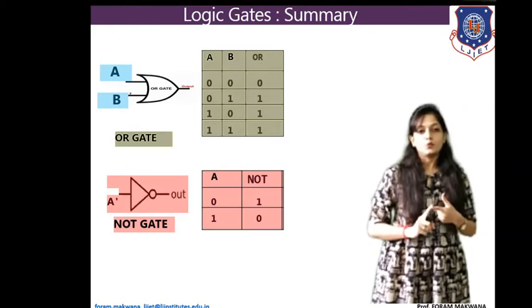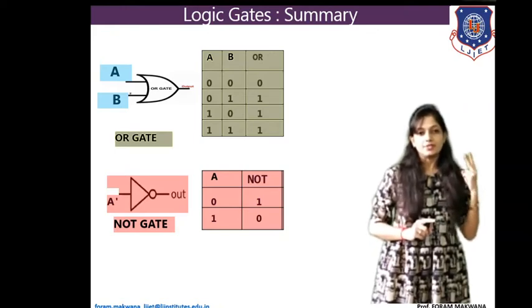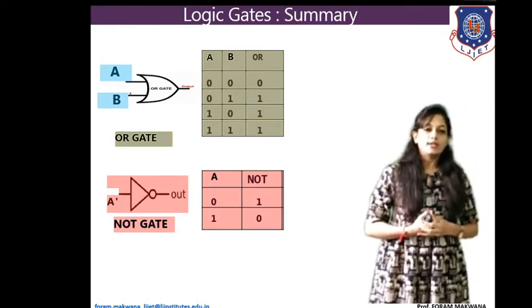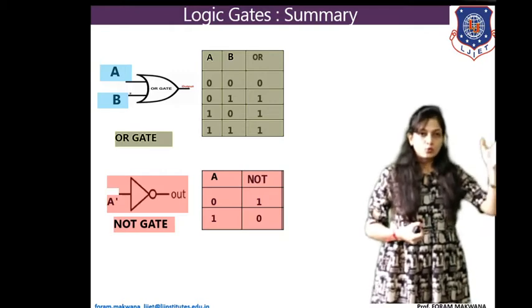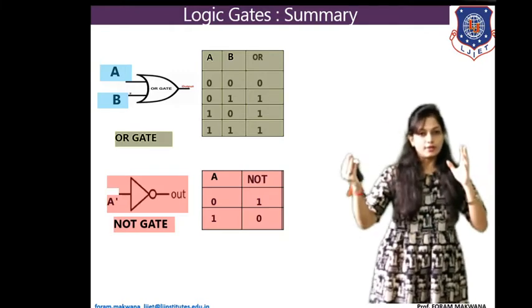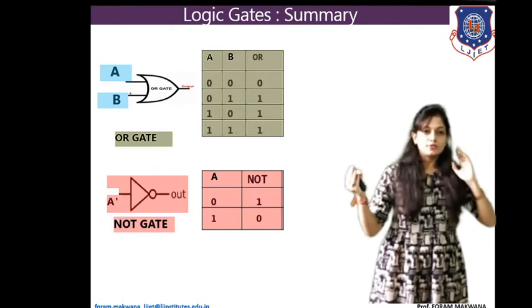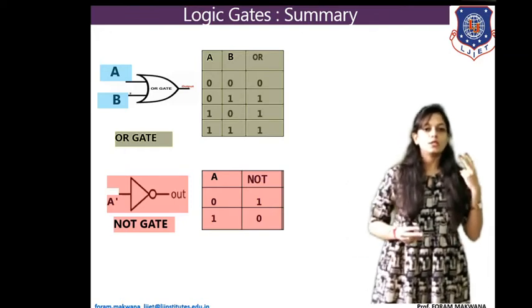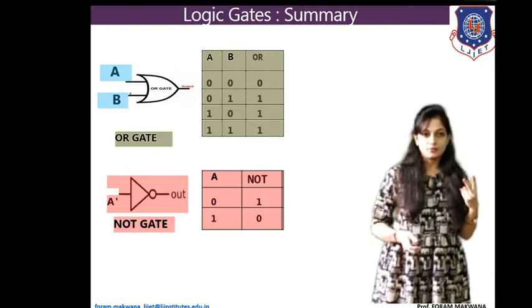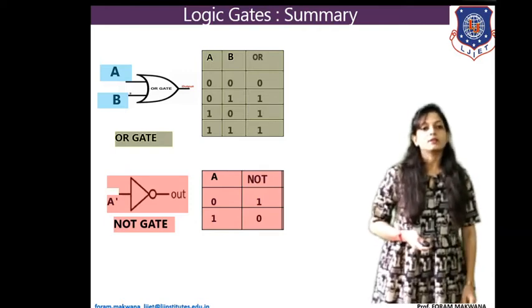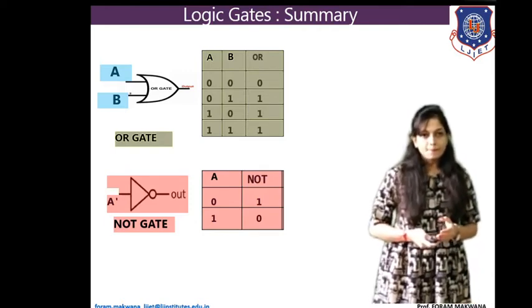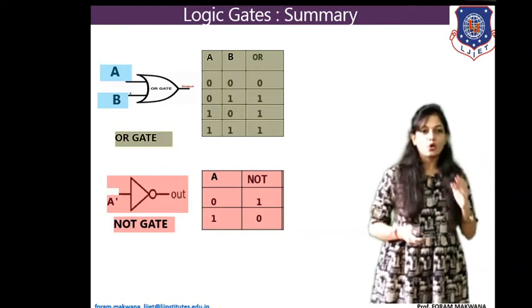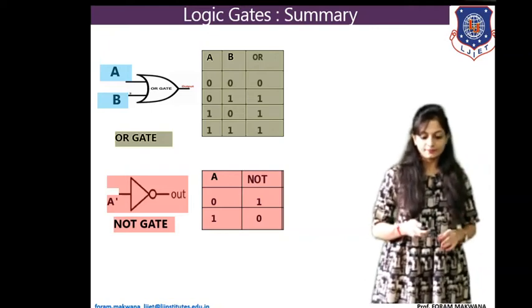As we have only 2 states, either 0 or 1, if I apply a 0, we will get output equal to 1. If I apply input equal to 1, output is equal to 0. Alright, as it has only 2 values. So these are the logic gates. We have seen AND gate, OR gate, NOT gate and XOR gate.